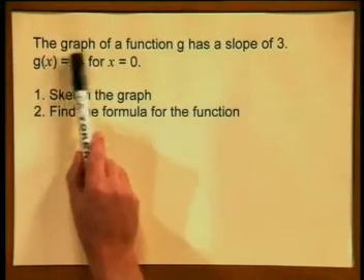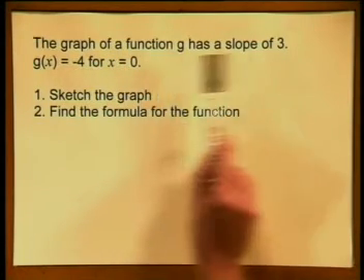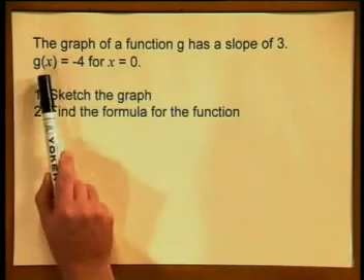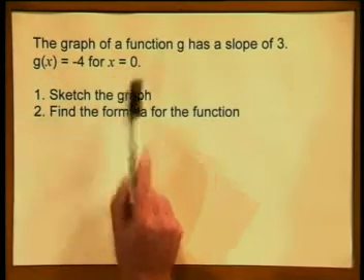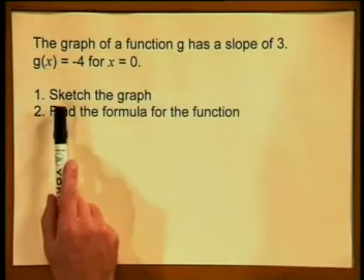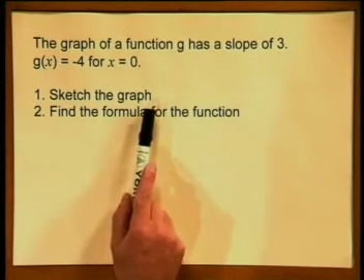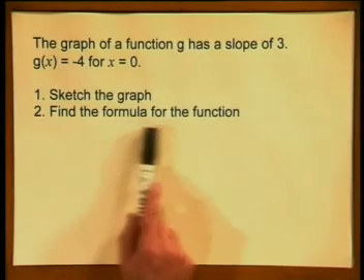Now it's time for another example. The graph of a function g has a slope of 3. And we also know that g of x is equal to minus 4 when x is equal to 0. And we've been asked to do two things. Firstly, we need to sketch the graph. And secondly, we need to find the formula for the function. Remember, the slope is the rate of change or gradient of the function. And in this case, we've been told that the gradient is 3. So we already know that the rate of change is constant, therefore this function must be a straight line.